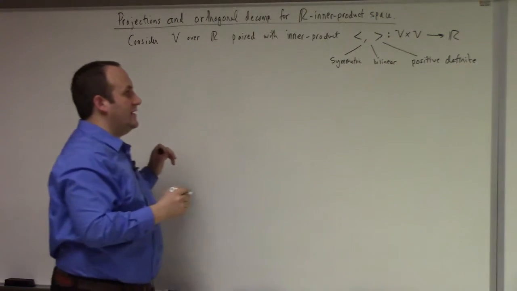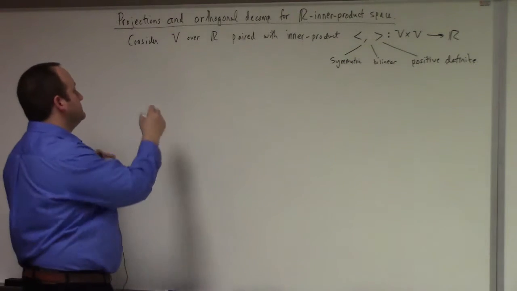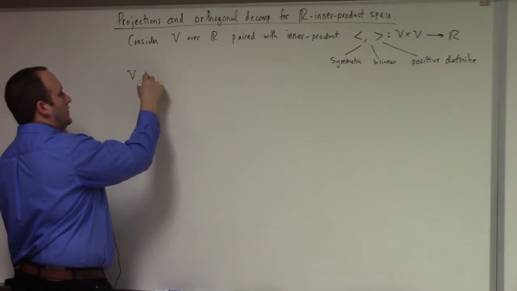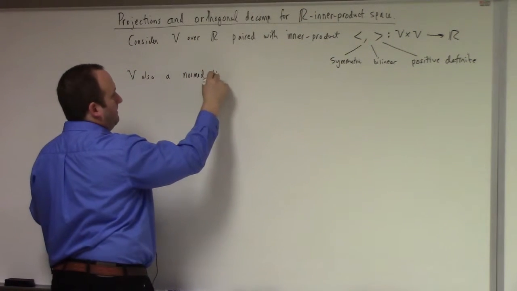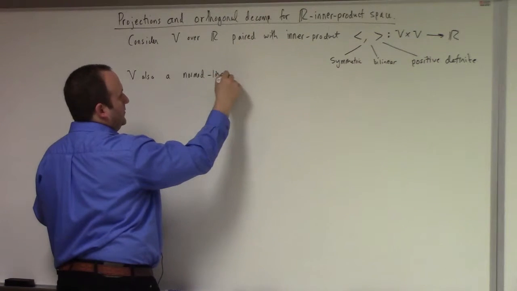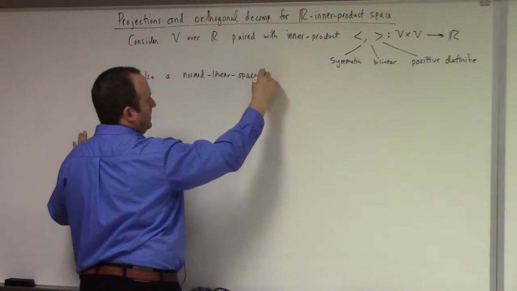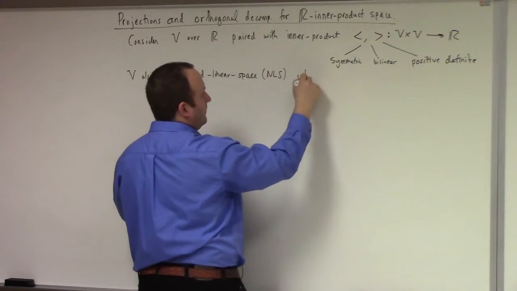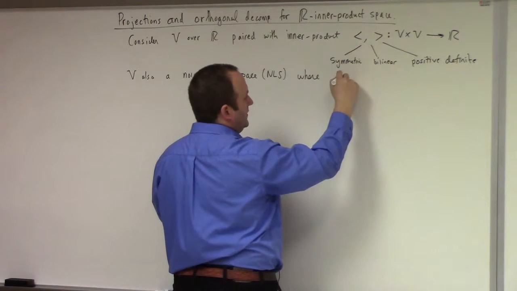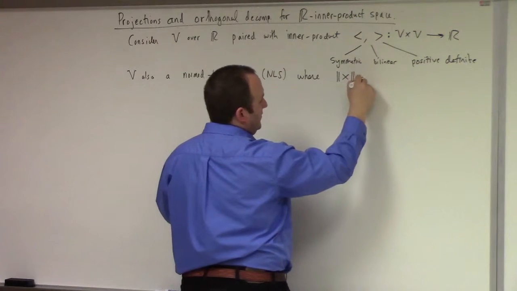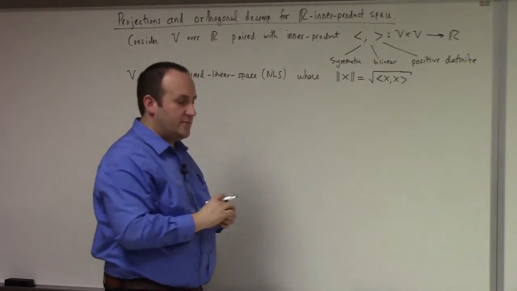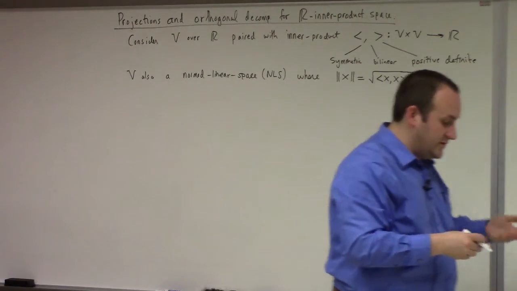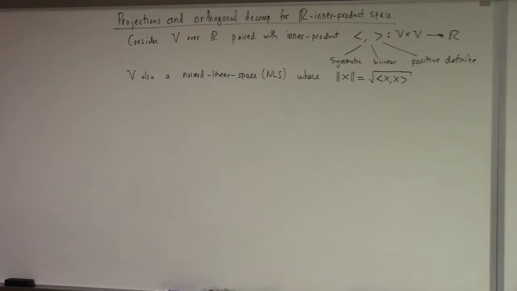Another thing we'll be working with today, we'll assume that V is also a normed linear space, or NLS, where the norm of x is just equal to the square root of the inner product of x with x. So that's our setup. We're using norms which are induced from the inner product, and this is our context.